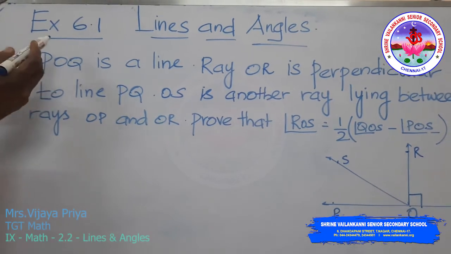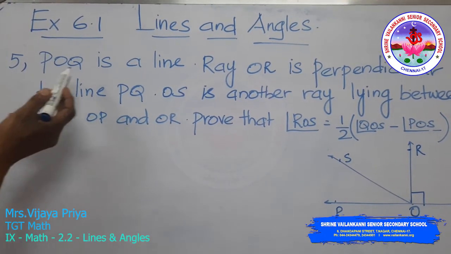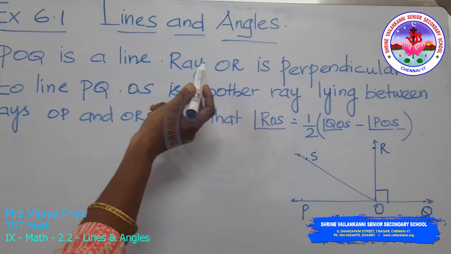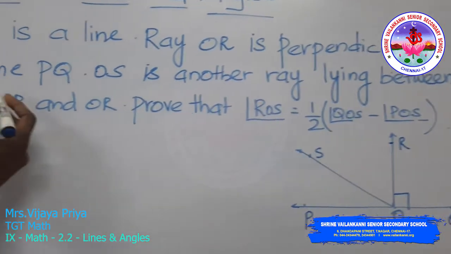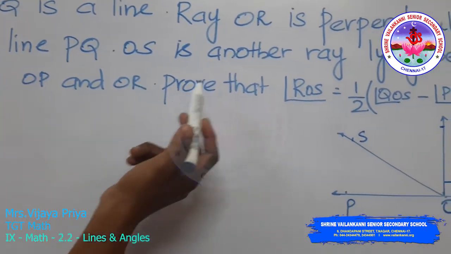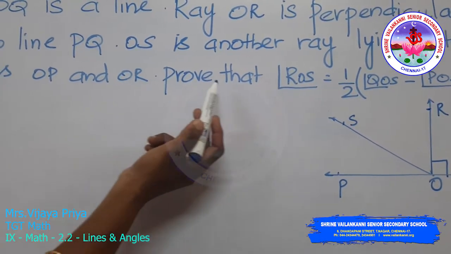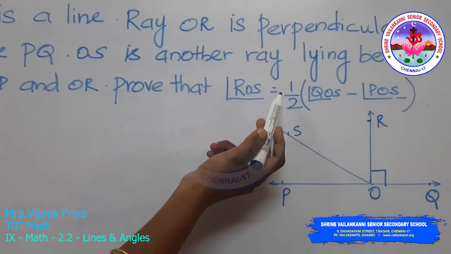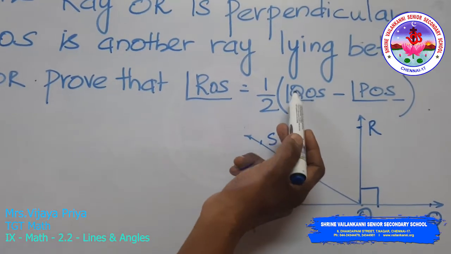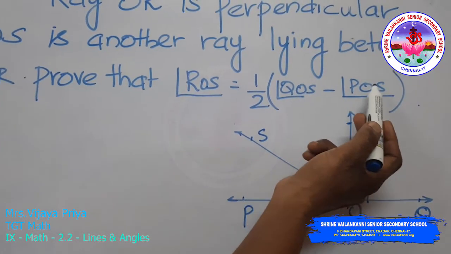Continuation of exercise 6.1. Fifth problem. POQ is a straight line. Ray OR is perpendicular to line PQ. OS is another ray lying between the rays OP and OR. Prove that angle ROS is equal to half of angle QOS minus angle POS.